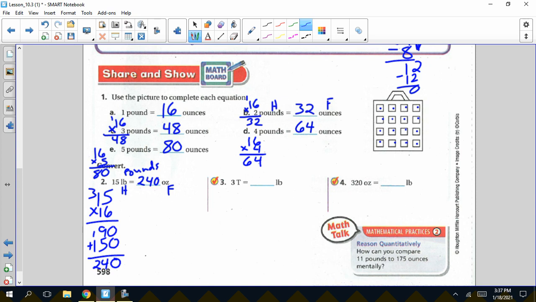Number 3, 3 tons equals how many pounds? A ton is bigger. Horse to fly, multiply. And we're going to take 3 tons times, there are 2,000 pounds in a ton. So we're going to take 2,000 times 3. And with a shortcut, you just have to simply take 3 times 2 and get 6, and then just add the extra zeros on the end. So this would be 6,000. So there are 6,000 pounds in 3 tons.